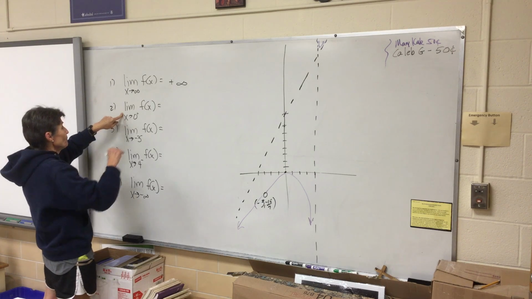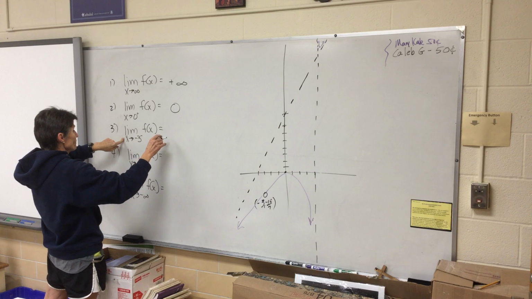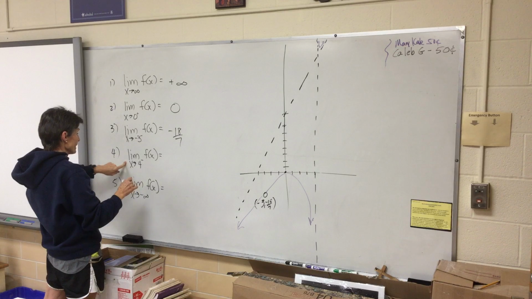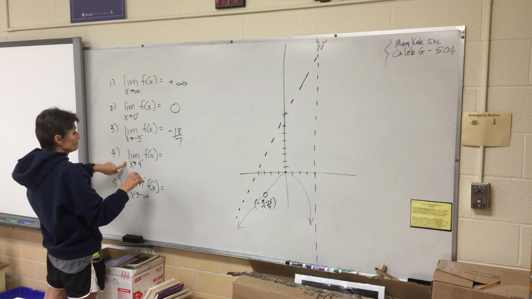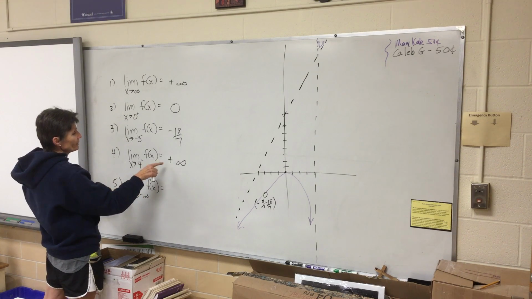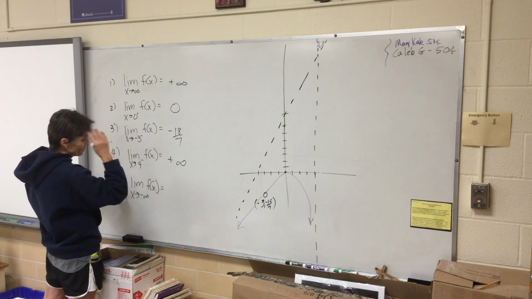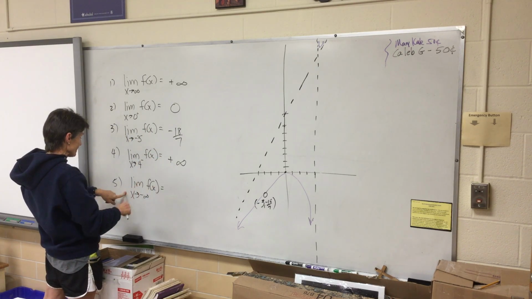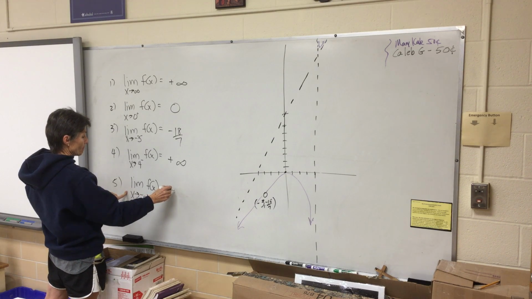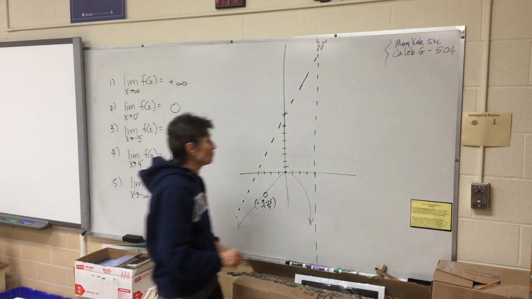Ellie, did you get number 2? I got 0. All right. Jacob, what'd you get for number 3? Negative 18 over 7. And Ellie, what'd you get for 4? Positive infinity. And when you write, you don't really have to put the positive. I like to do it though because it is a mental signal to me. And what'd you get for number 5, Jacob? I got negative infinity. All right, let's see how we did.